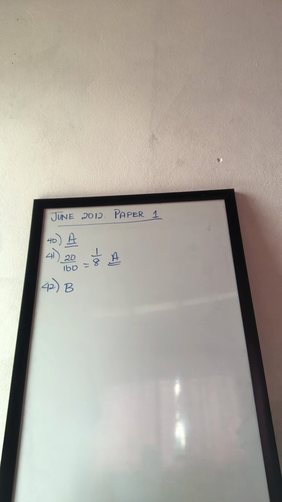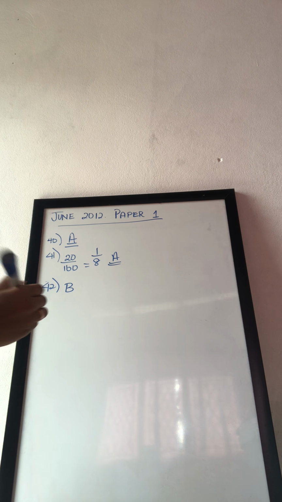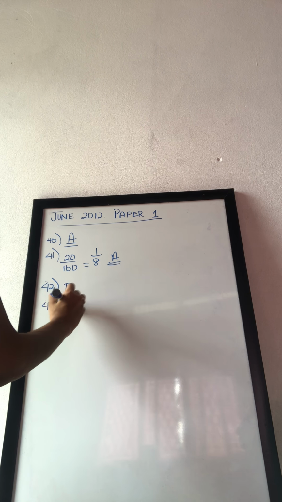For 43, which of the following is not a statistical diagram? Now the bar graph is a diagram, the pie chart is a diagram, the frequency polygon is a diagram. However, the modal class is not a diagram. So number 43 is D.